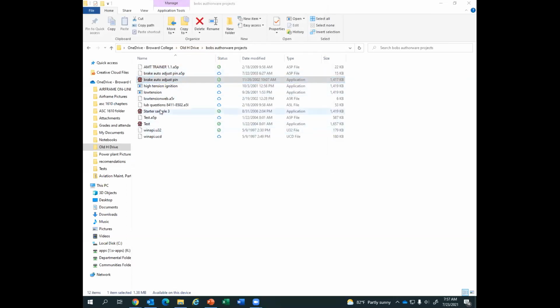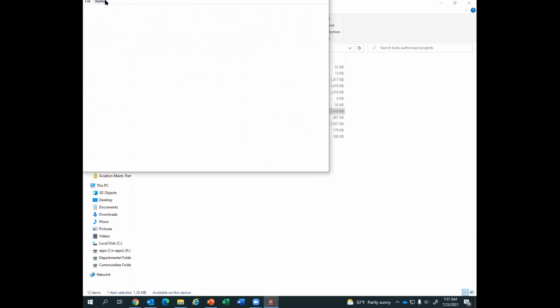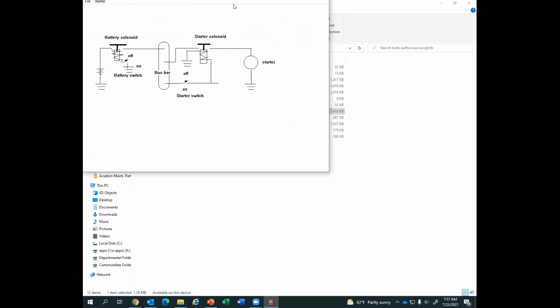See, I had other ones too. I'll show you this one. This is like a starter circuit, right? For like power plant 2. Oh, we're going through starting and ignition systems. So it's like, okay, here's the battery solenoid, here's the starter solenoid. But what you can do, when you turn on the battery switch, current goes through the solenoid, closes it, and now we have power to the bus bar. If we turn on the starter, current goes through there, and now the starter's operational. If we turn that off, that's turned off. If we turn that off, no more current. If we turn that on, and we turn that on.